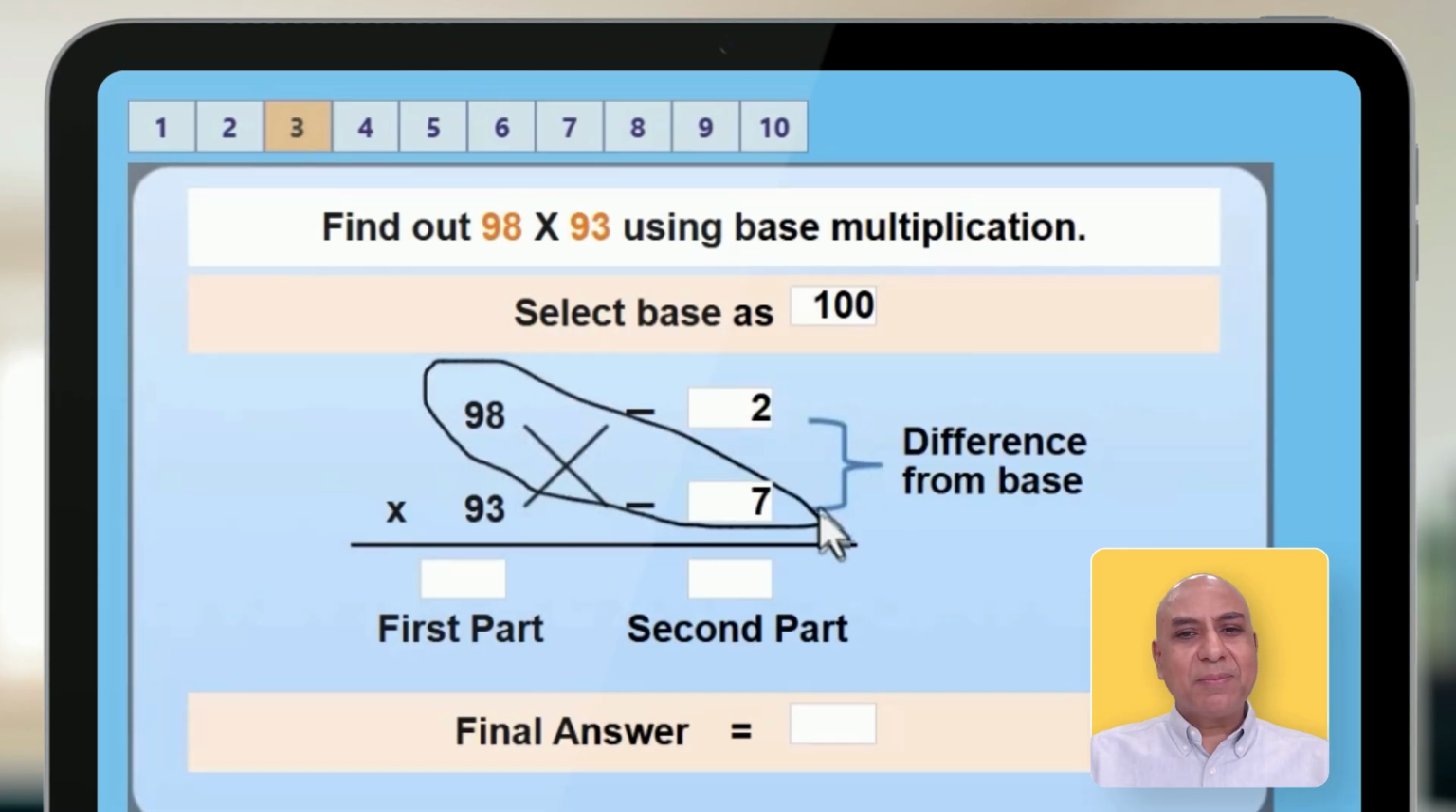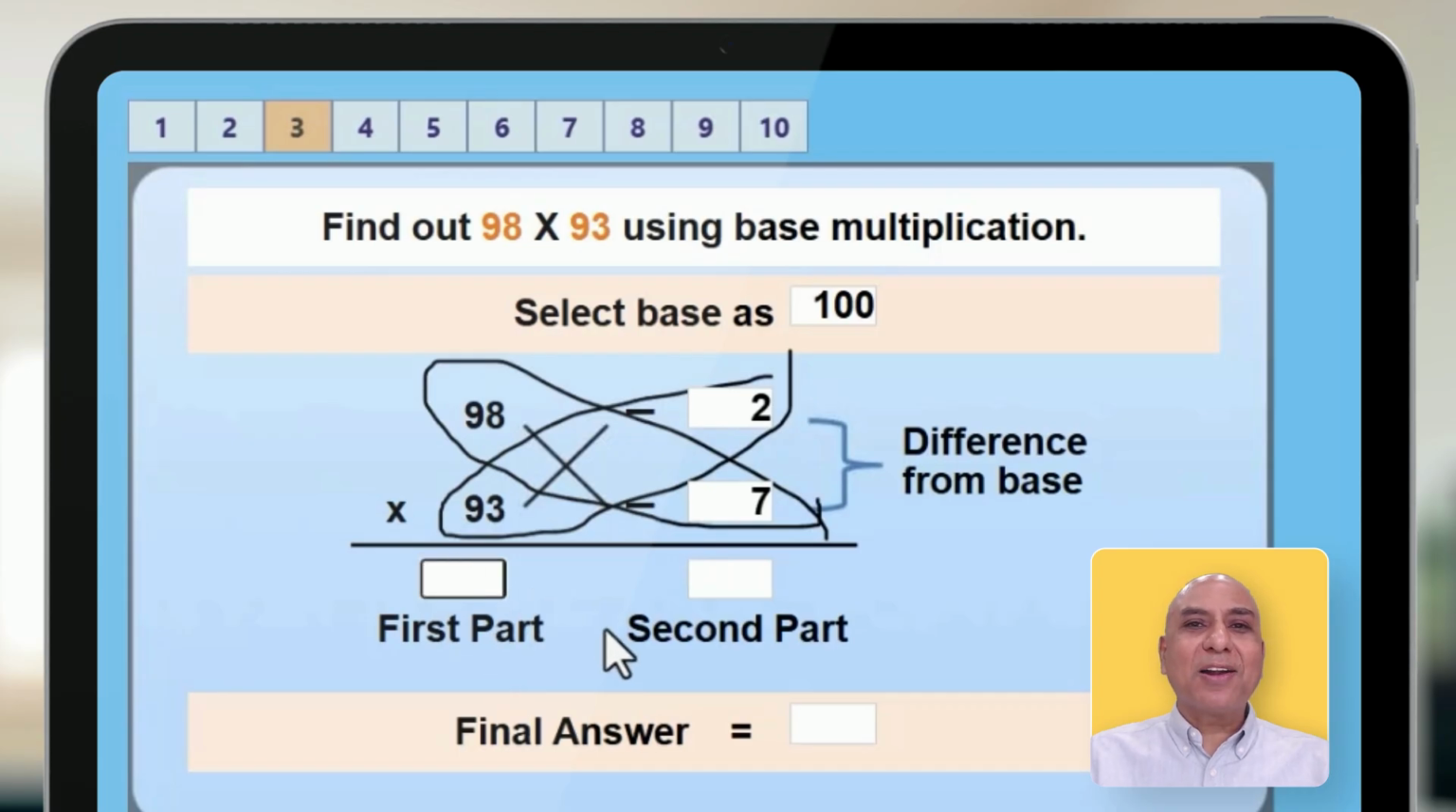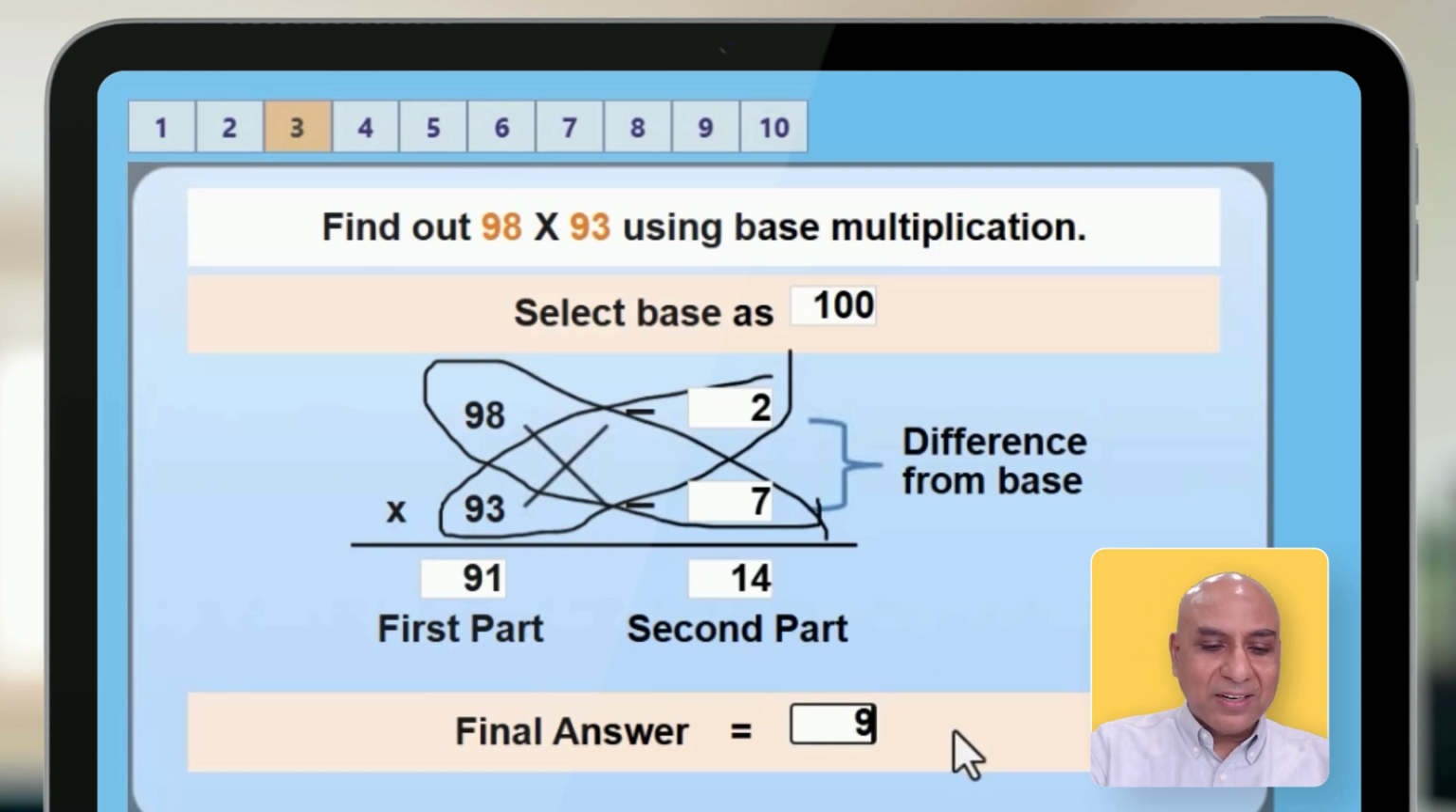Say this, 98 minus 7 or 93 minus 2. That will give the first part of our answer, which is 91. We have to multiply 2 with 7, which is 14, and our answer will be 9114. It is that simple.